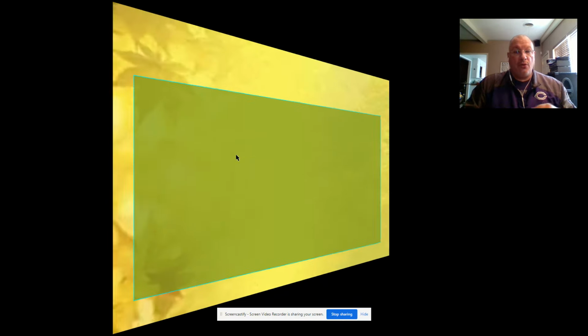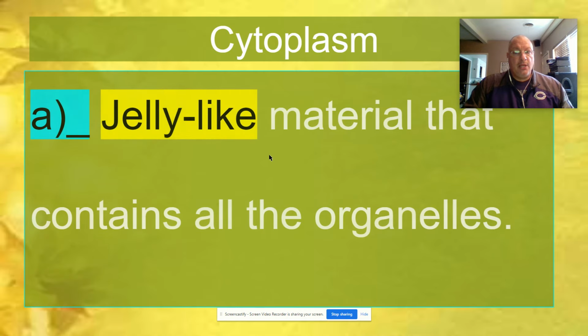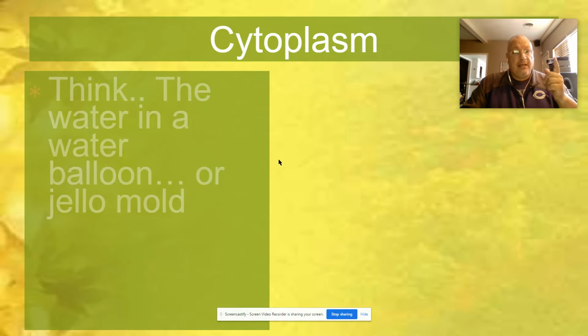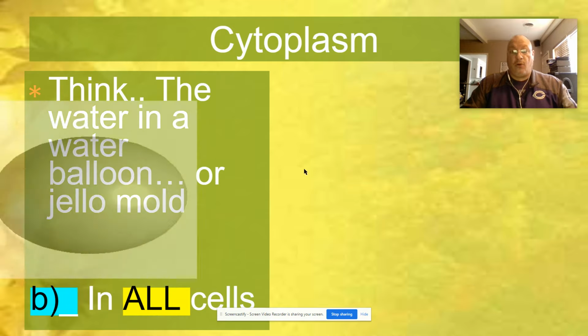Okay, so then the next thing that we have is the cytoplasm. The cytoplasm is this jelly-like goo that fills the cell. It contains all the organelles. Think about it like it's a big swimming pool, and the liquid inside the swimming pool, and all you and all of your floaties are the cytoplasm. Okay, so it's like the water in a water balloon or in a jello mold.